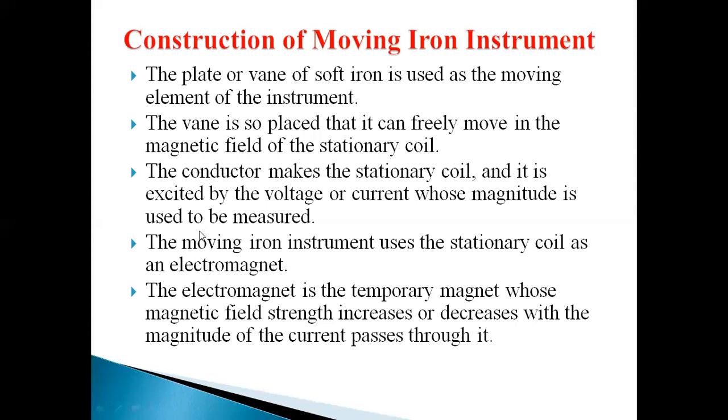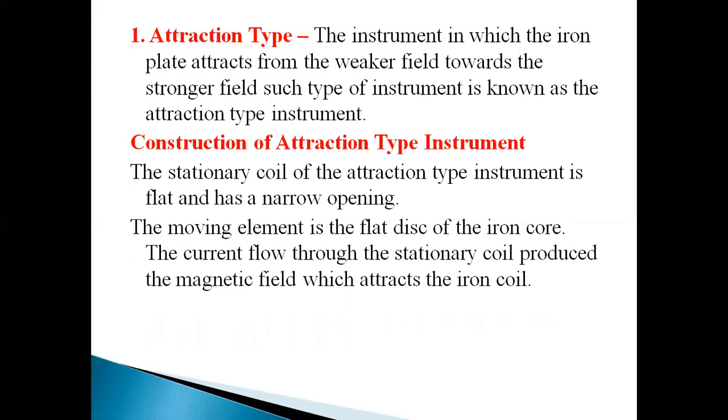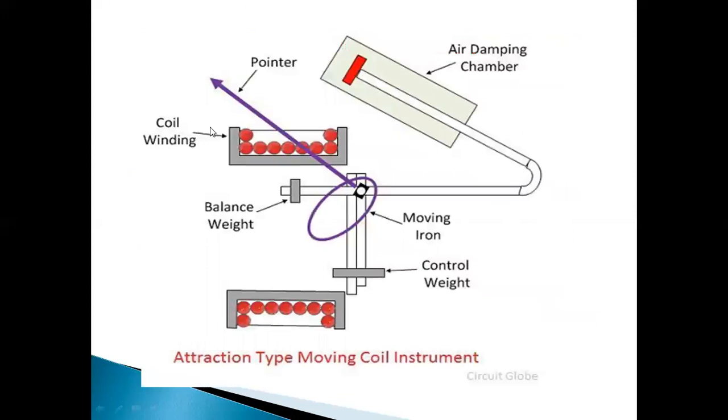So here in this arrangement, if you observe, see the construction here. This is a coil, or you can also name it as a winding. And here is the air damping chamber, and it's a moving iron. It is a control weight, and this is a balance weight. Okay. So this is a soft iron piece. Okay.